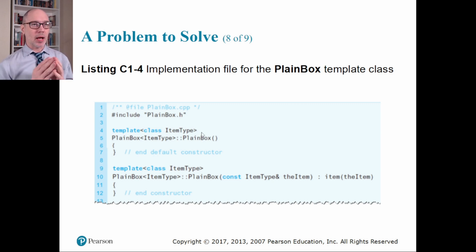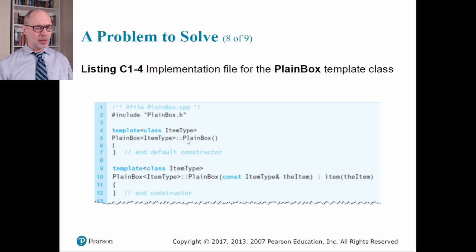And you can see that now all of the functions have to get the template prefix to indicate whatever actual type you're working with. And now the full name of the class becomes plainbox angle bracket item type. Technically, if you make multiple of these holding different types of things, you have different types of plain boxes. You have a plain box for integers, a plain box for doubles, for rectangles, et cetera, et cetera.